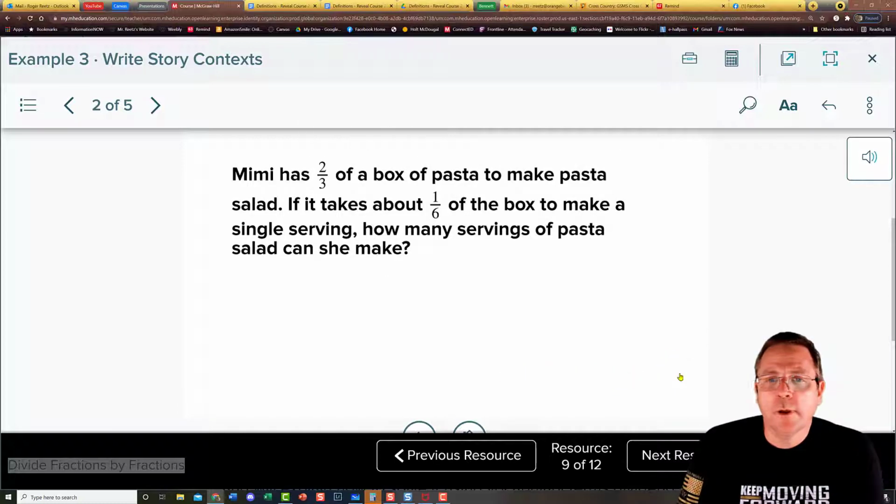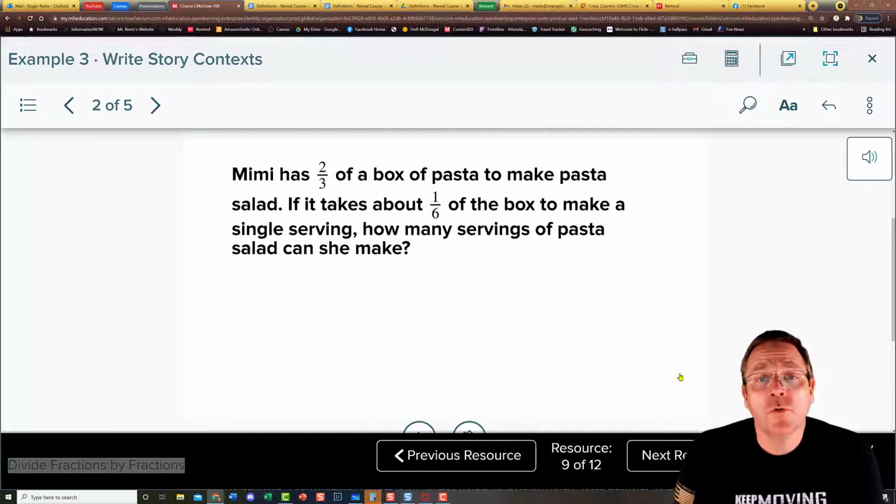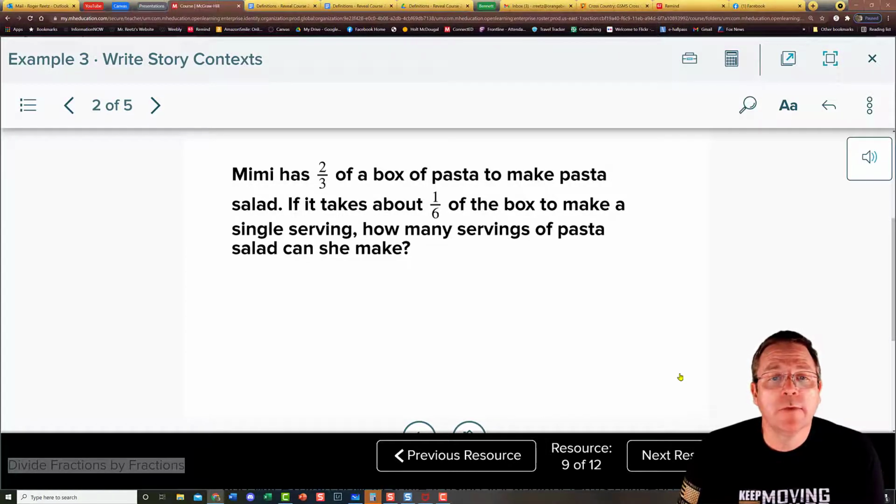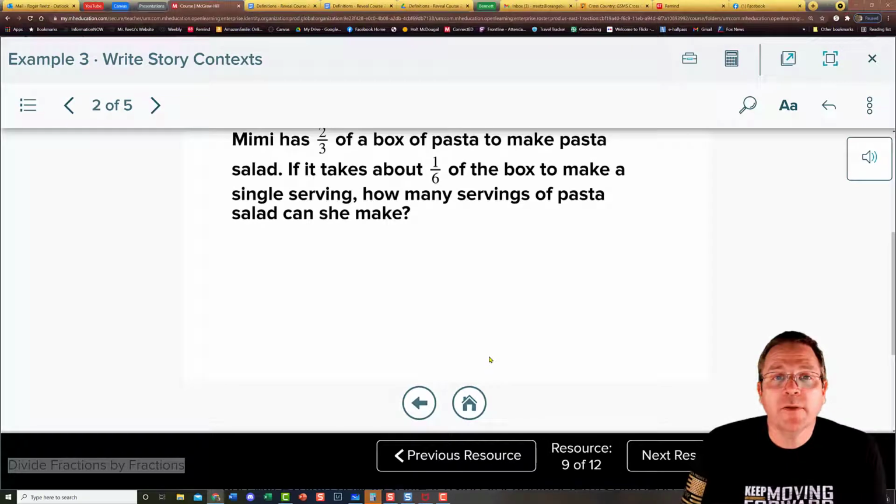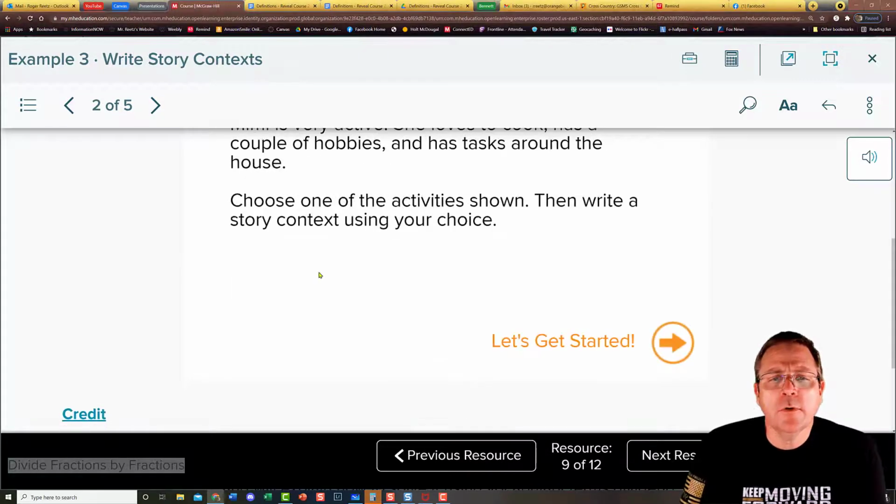For a sample answer, they said Mimi has 2/3 of a cup of pasta to make pasta salad, and it takes 1/6 of a box to make a single serving. How many servings of pasta salad can she make? That's one good possible way of doing it. But is there another way we can do it?